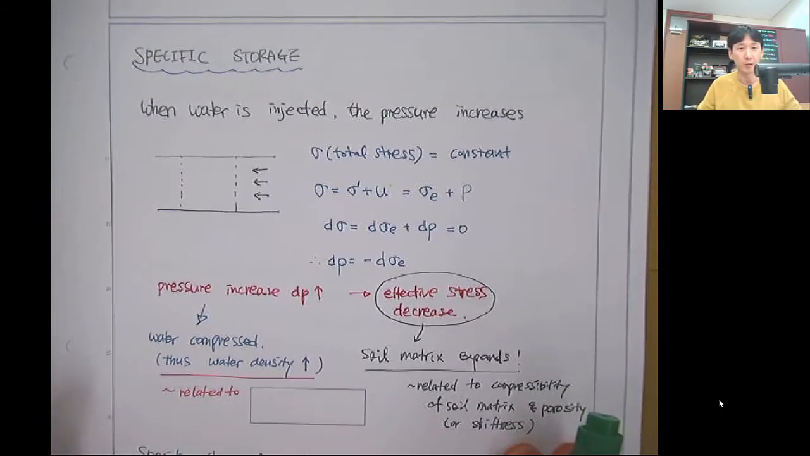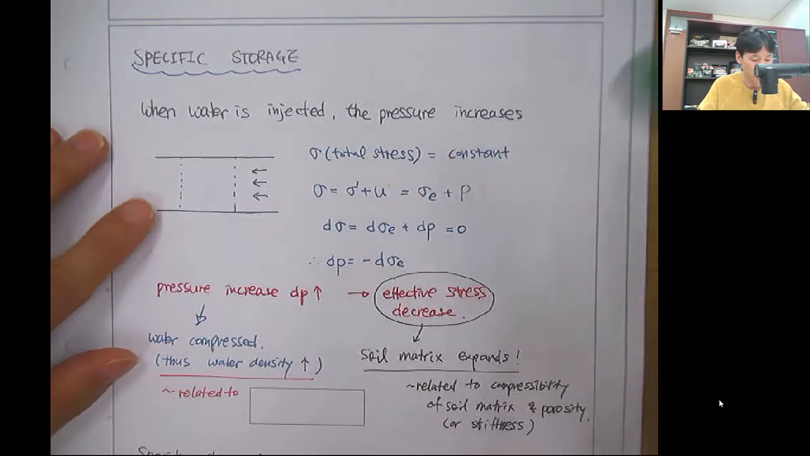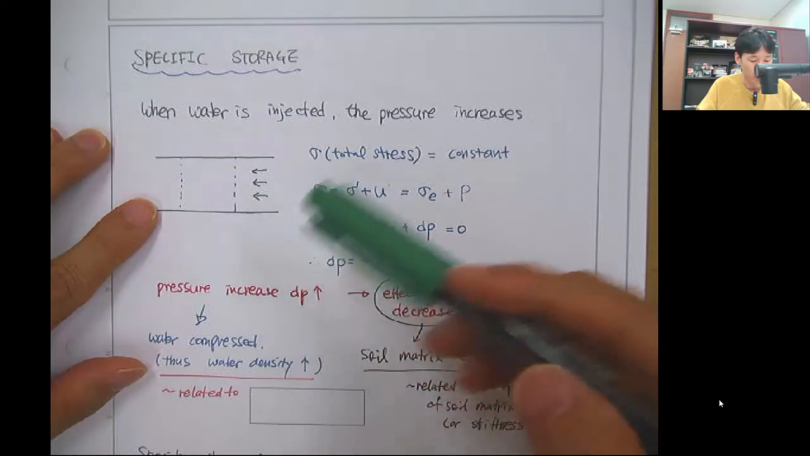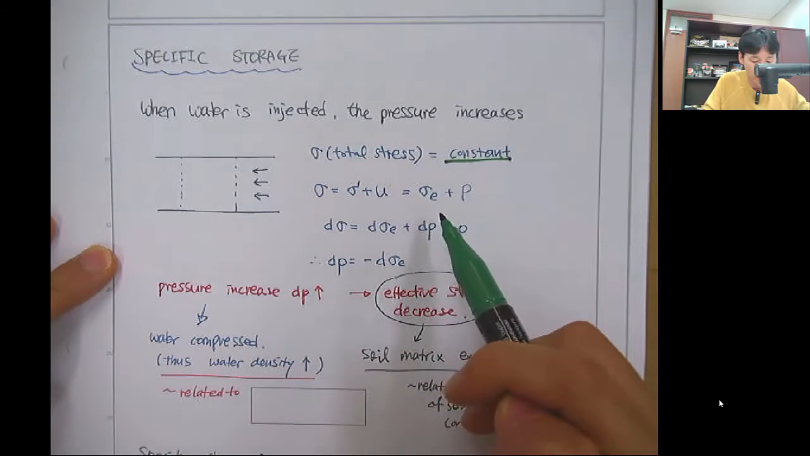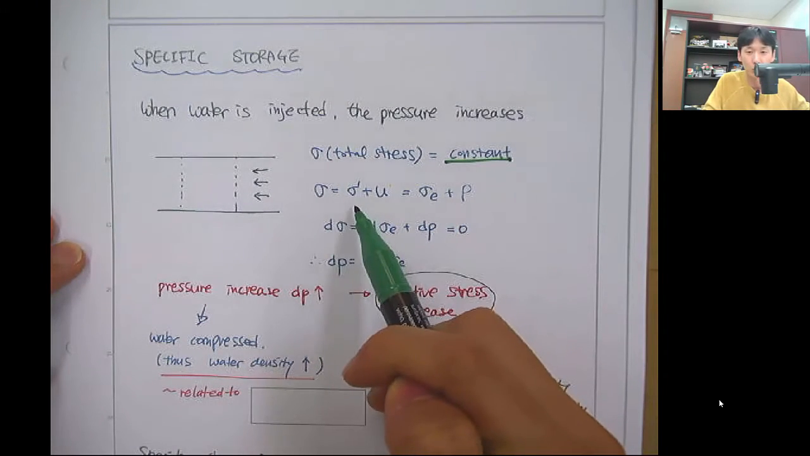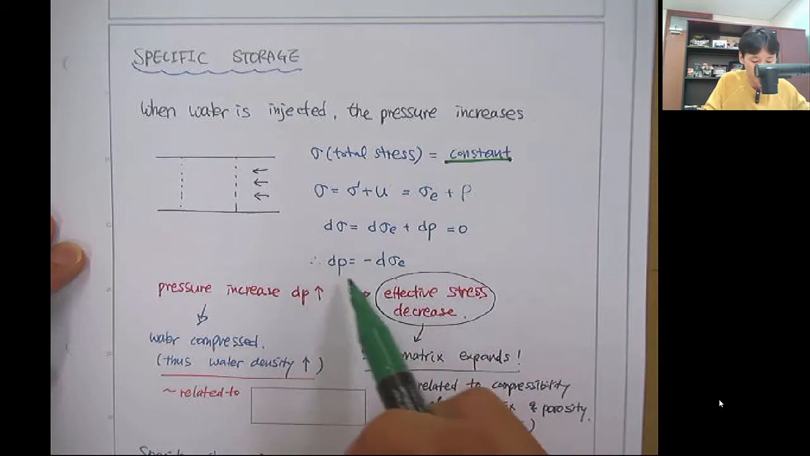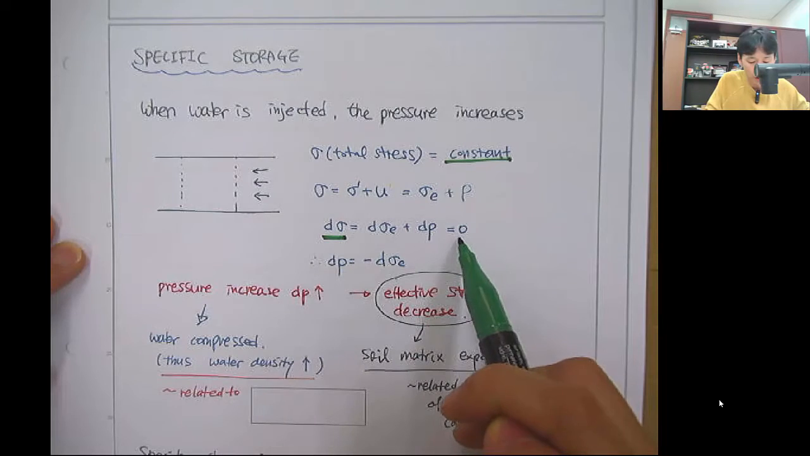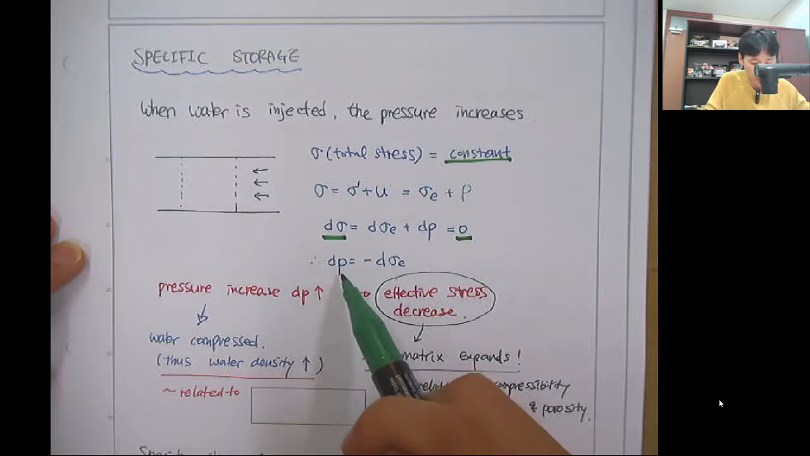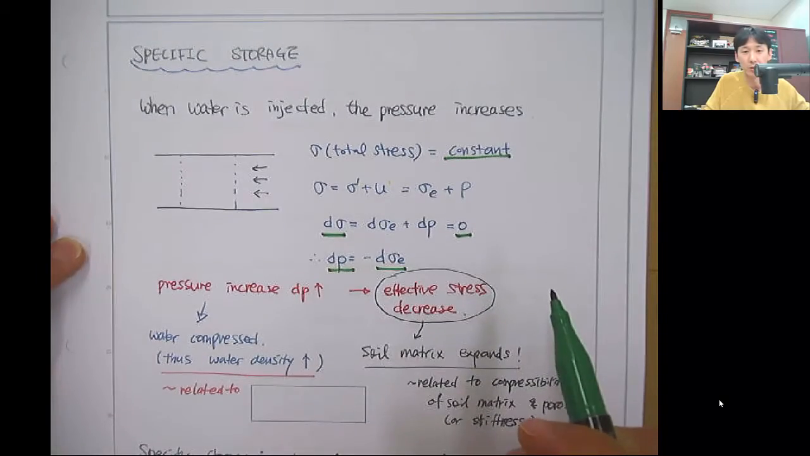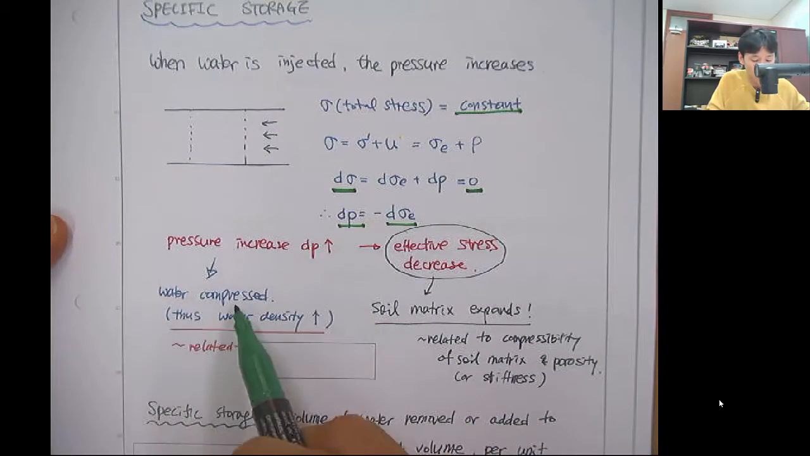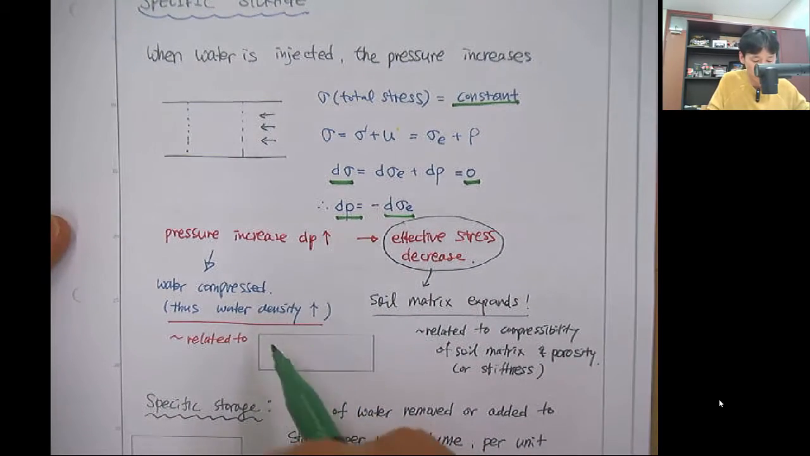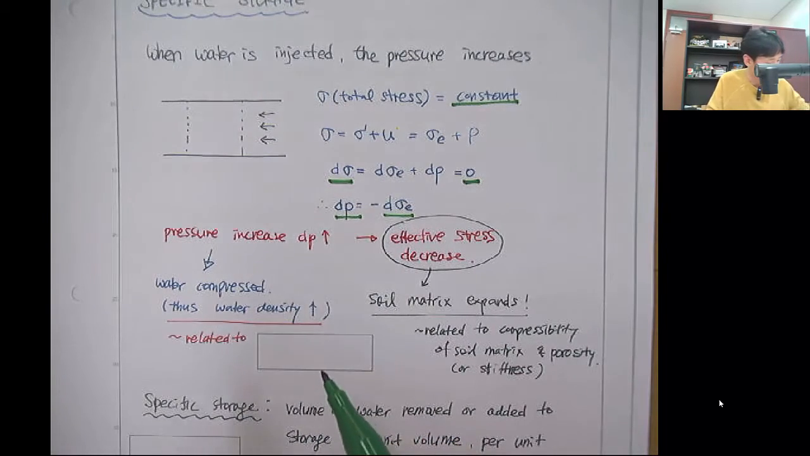So first up is the specific storage. In the aquifer, when the water is injected, the pore pressure will increase, but the total stress will remain constant. So from the relation between the total stress, effective stress, and the pore pressure, as the total stress stays constant, as the pore pressure increases, the effective stress will decrease. Also, as the water gets injected, the pressure will build up so that the water will compress, so that depending on the water compressibility, the water density will be changed.